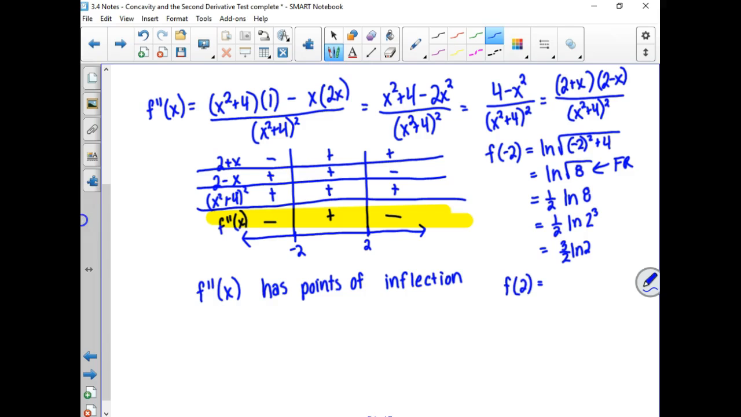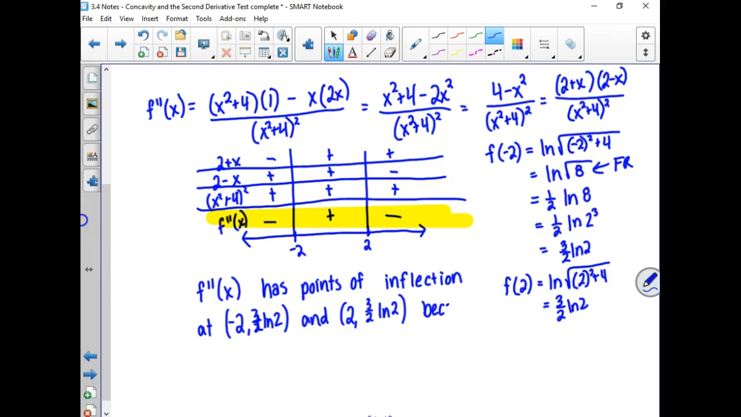If we do f of 2, is anything going to change? Right, because squaring that negative 2 made it positive, so you're going to get the same thing. So 3 halves natural log of 2. So we have points of inflection at negative 2, 3 halves natural log of 2, and positive 2, 3 halves natural log of 2. And again, it's fine to leave it natural log square root of 8 on the free response.